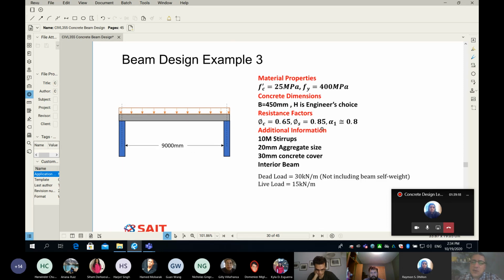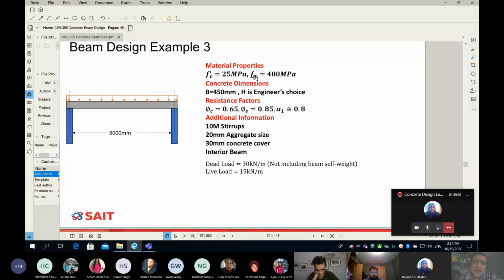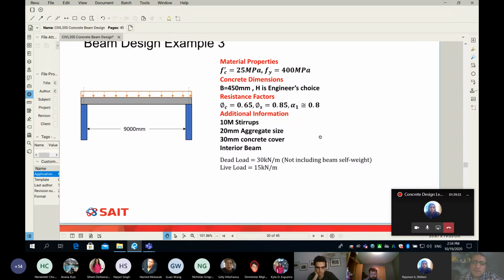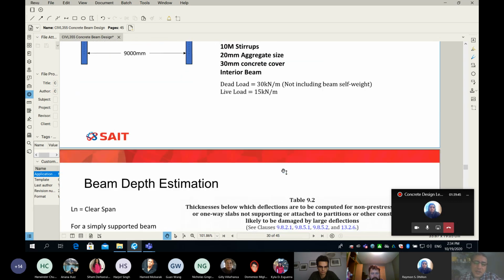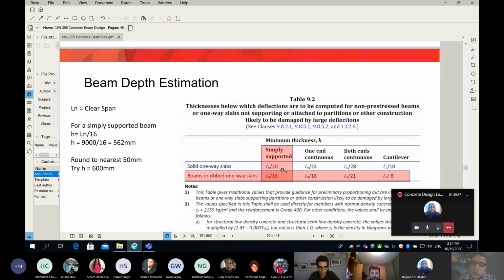Again, I'm not going to waste any time. You guys can read. We're going along the same line, kind of copy and paste of the previous problem. H is not provided, so H is the engineering choice. We don't know so far. And we have some loads. The loads are 30 for dead load, not including self weight, and then 15 for live load. So again, this will go very fast.